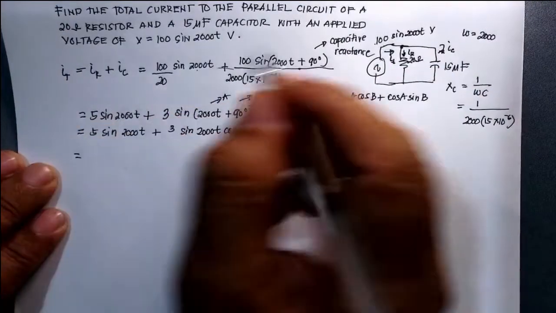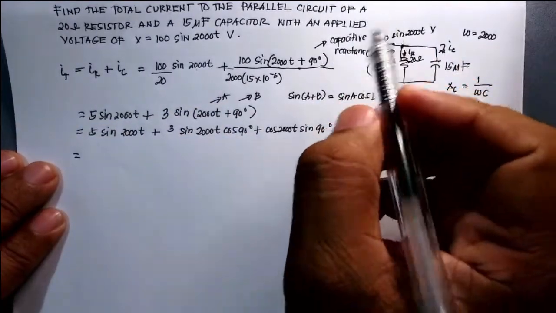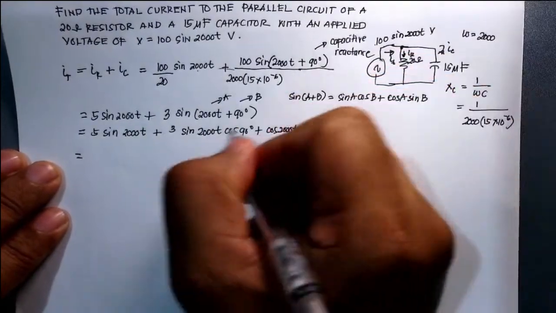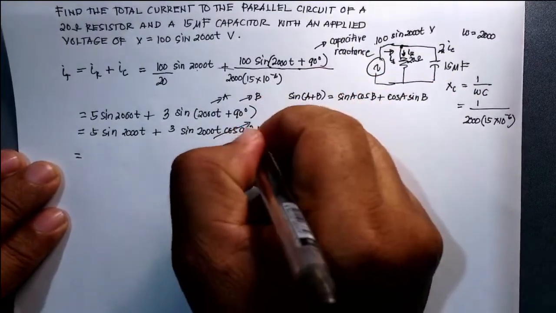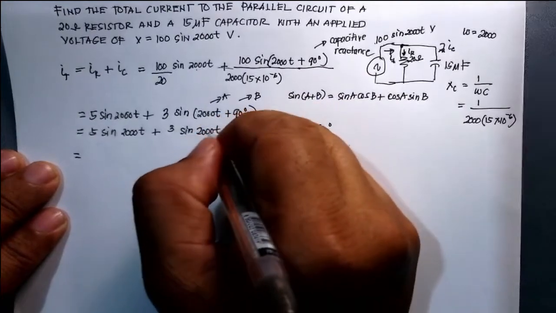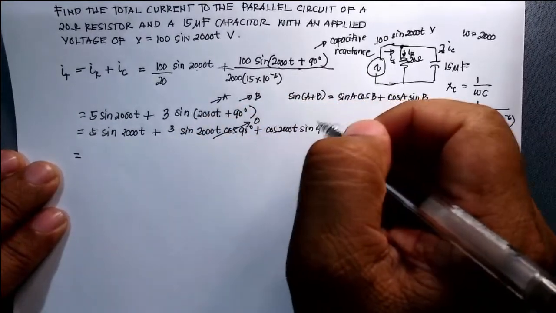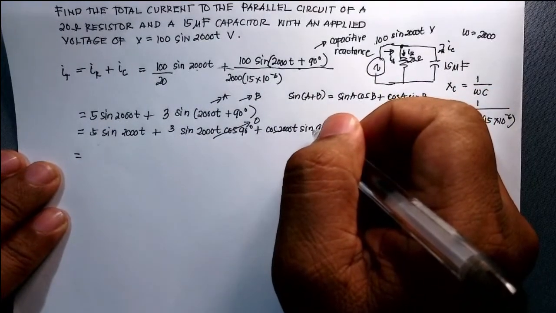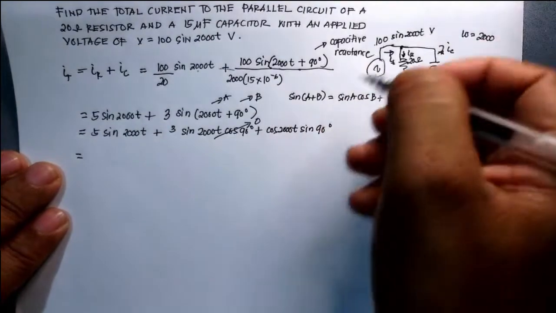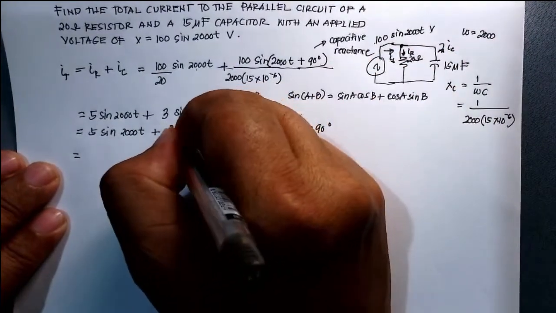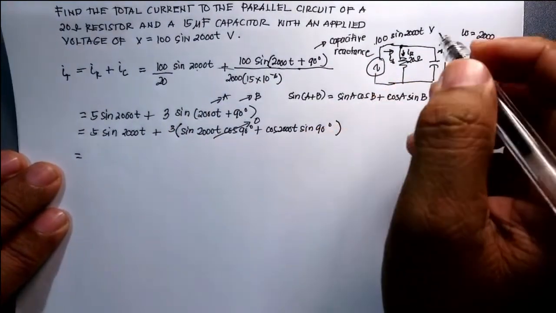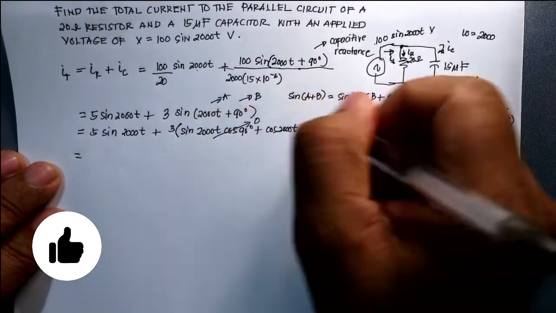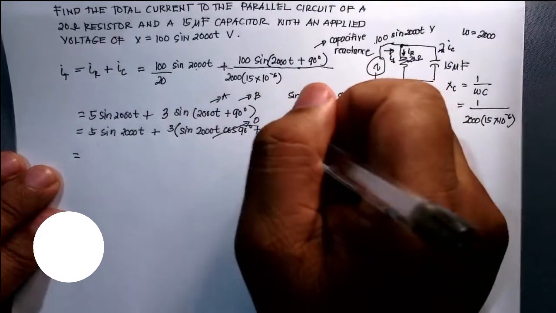Okay, so for further simplification, cosine 90 degrees is actually 0. So you multiply sine 2000t and 0, and it will give us 0. And sine 90 degrees is 1. So what remains here, by the way, let me just place an open and close parenthesis, the 3 will be distributed here. So what remains here is this term.